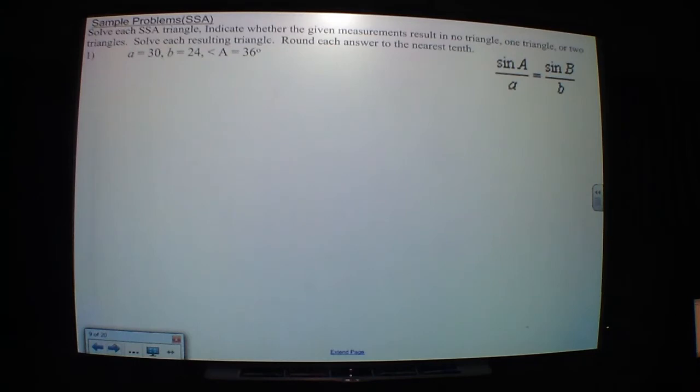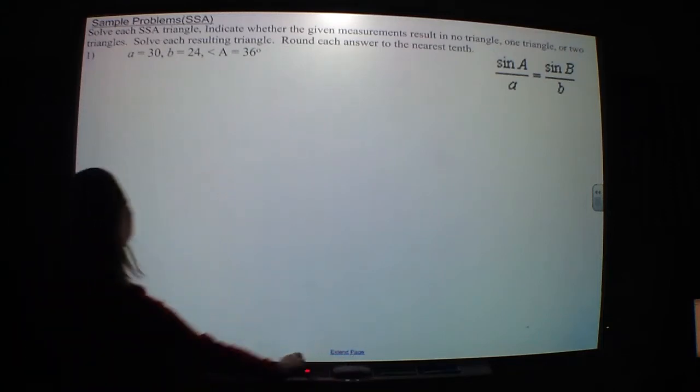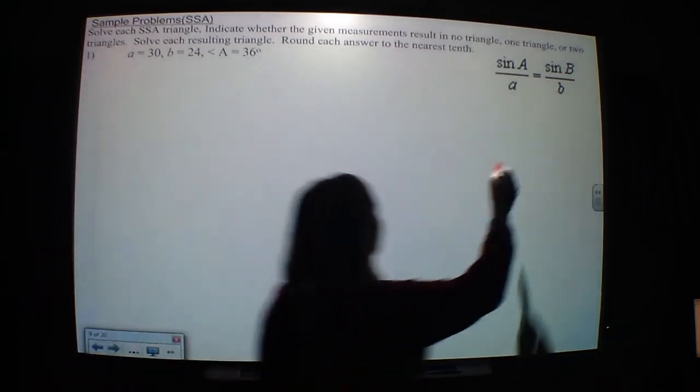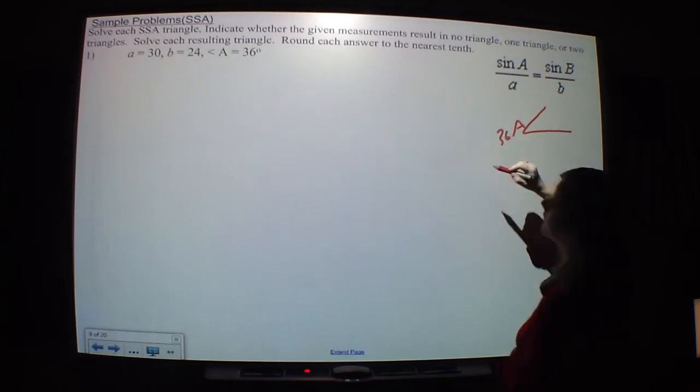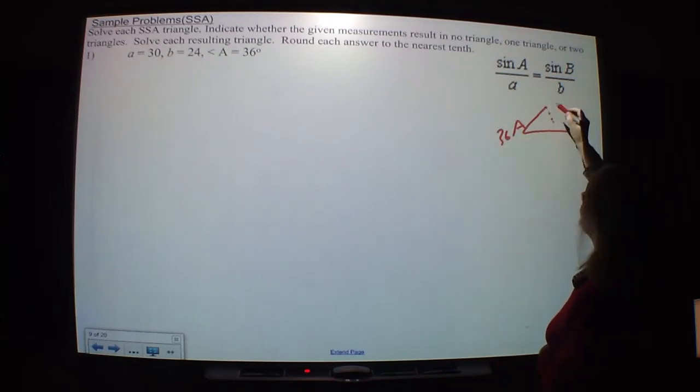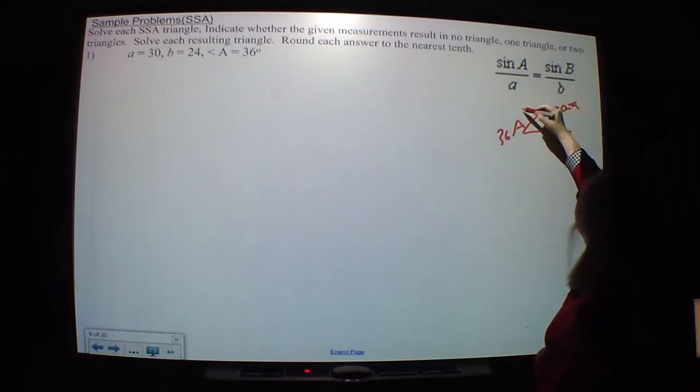So, solve each triangle. Indicate whether the given measurement results in no triangle, one triangle, or two triangles. Solve each resulting triangle. Round your answer to the nearest tenth. So if I were doing this, I like to draw them out. So if I was drawing it, this would be my angle A is 36. My side A here, I don't know where it goes, but side A is 30. And B is 24.